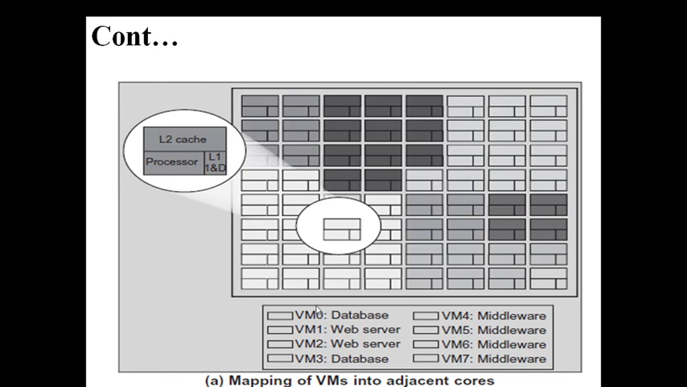We have different virtual machines, VM 0 to VM 7, which means 8 machines. In this we have different cores, and if you observe here, we have different caches. It is the L1 cache. Every core is divided into 3 parts: first is the processor, next is the L1 cache, the shortest memory, and next is L2.